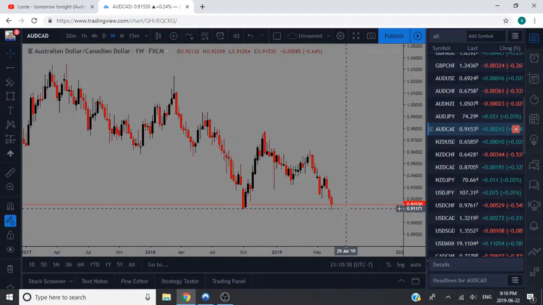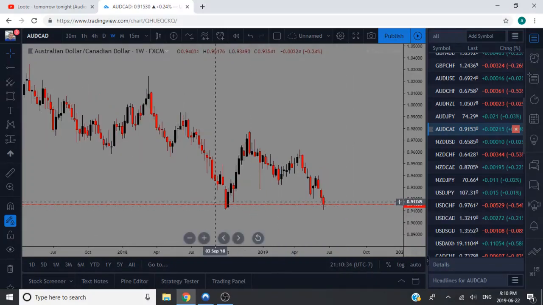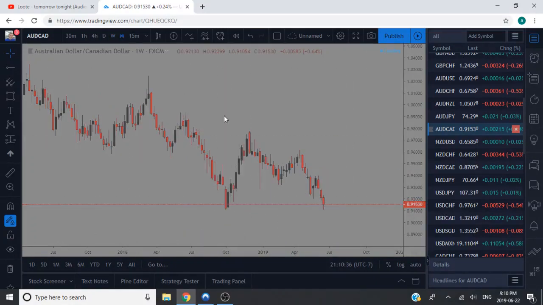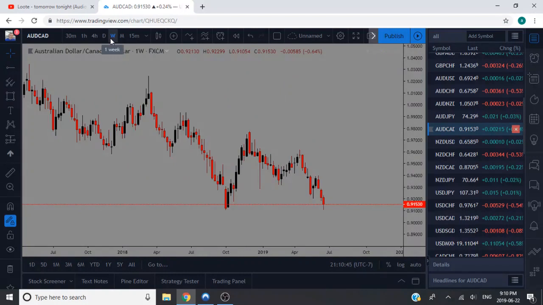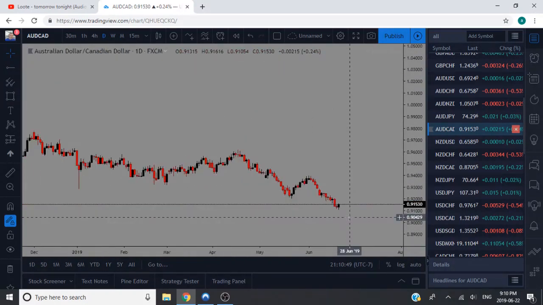Did we break it? No. So we're coming back. It's probably monthly demand too. Got some monthly demand. It's been tested once, twice. It's like its third time being tested. Coming in deeper. Oh, I like this one. I liked it, that's why.